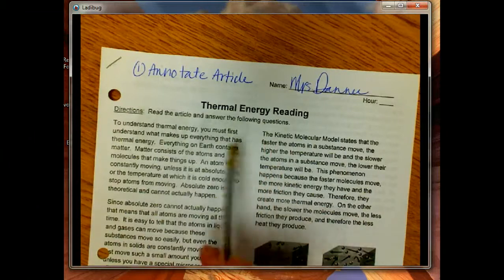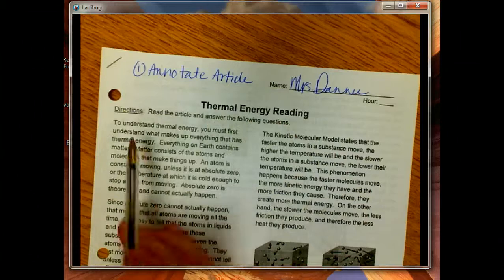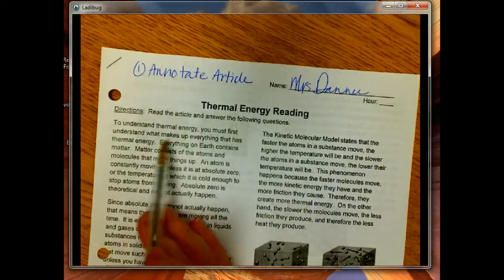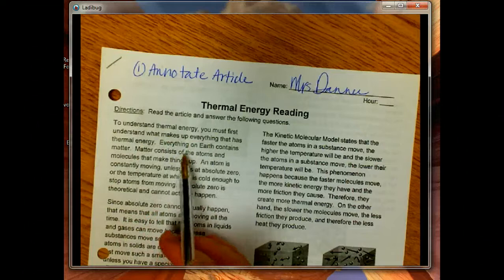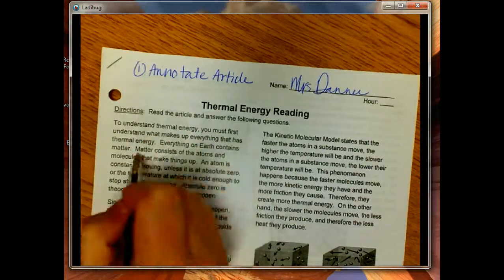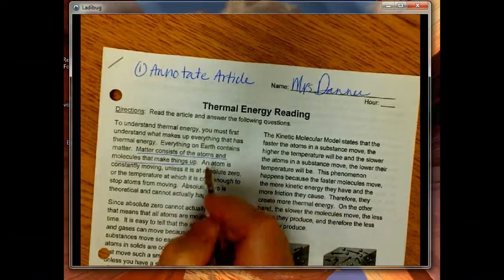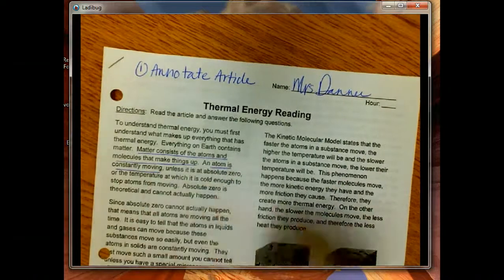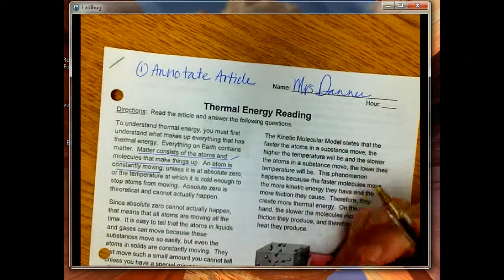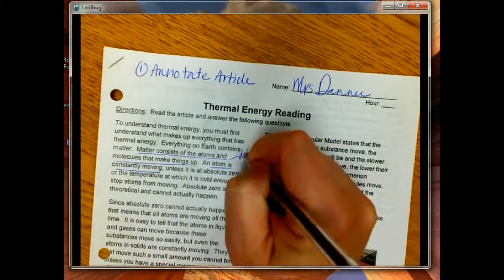So for example, this is about thermal energy reading. To understand thermal energy, you must first understand what makes up everything that has thermal energy. Everything on Earth contains matter. Matter consists of the atoms and molecules that make things up. An atom is constantly moving. Okay, so I've underlined these two things, and these are kind of definitions.